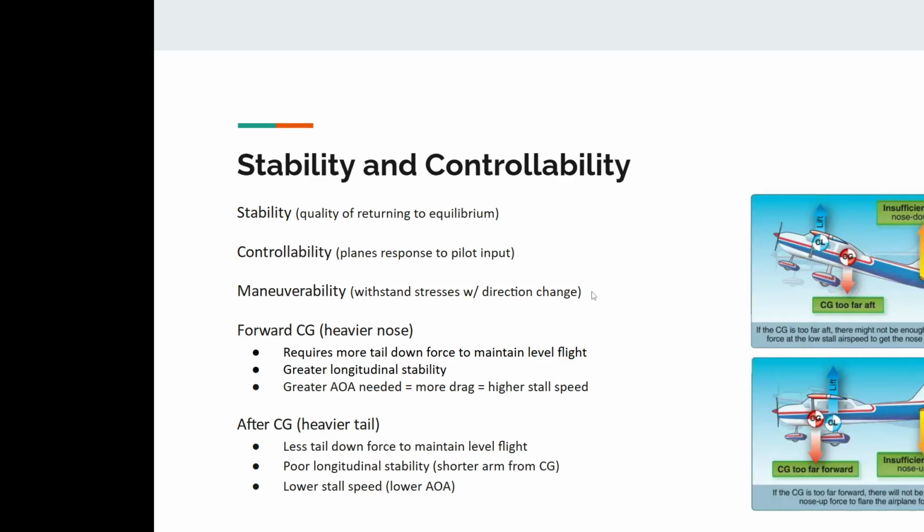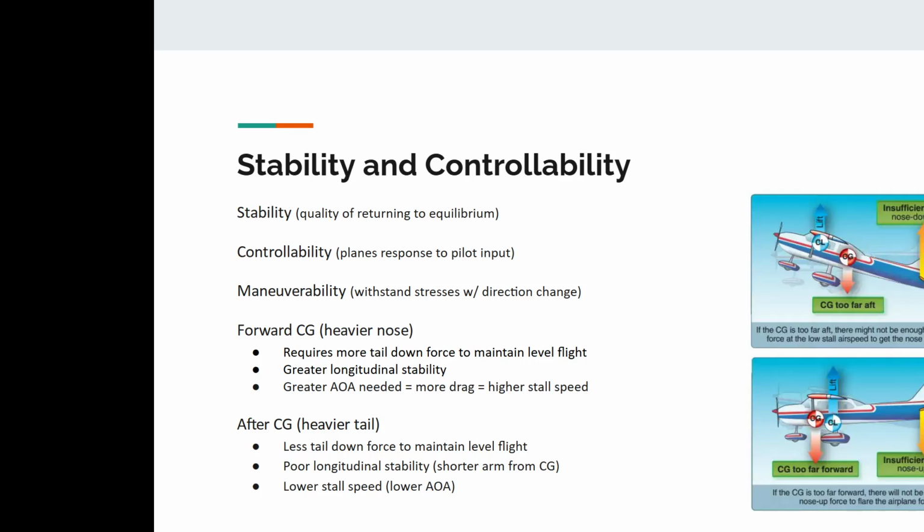But now we need to talk about the overall stability and controllability of the aircraft. And so first, we need to know what stability is. Stability is essentially the quality of the aircraft to return back to its original state, which we would think of as equilibrium. And then controllability is how the plane responds to your pilot input.